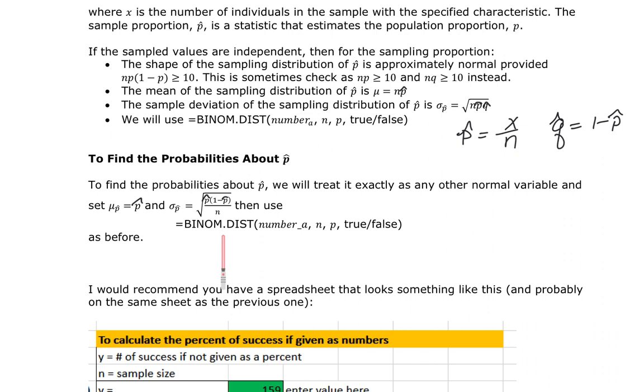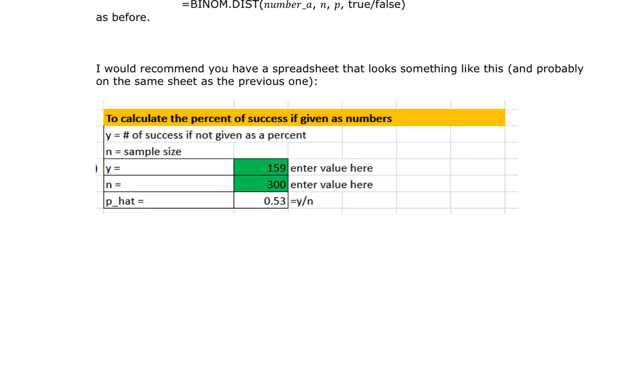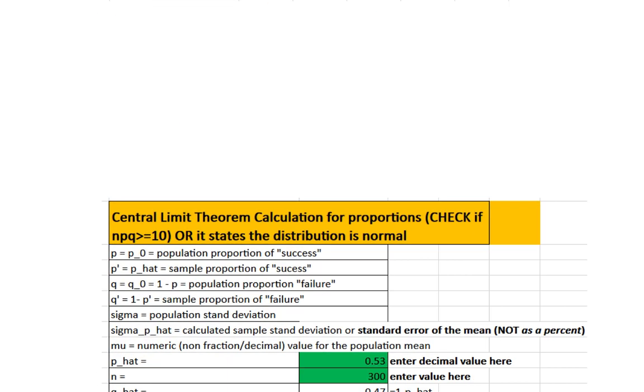I'm going to be using the binomial distribution, because binomial means I have two outcomes, success or failure. I'm going to choose my number a that I'm interested in, my n, my p, this is p hat, and I'm going to choose either true or false. Again, you're going to want to have some sort of spreadsheet. If for some reason you are not given the percent of success, you might have something off to the side that says this is what I'm going to use. My y is the number of successes, not given as a percent, divided by the number of pieces in my sample so that I can actually find my p hat. If it's given to me, I don't need that part.